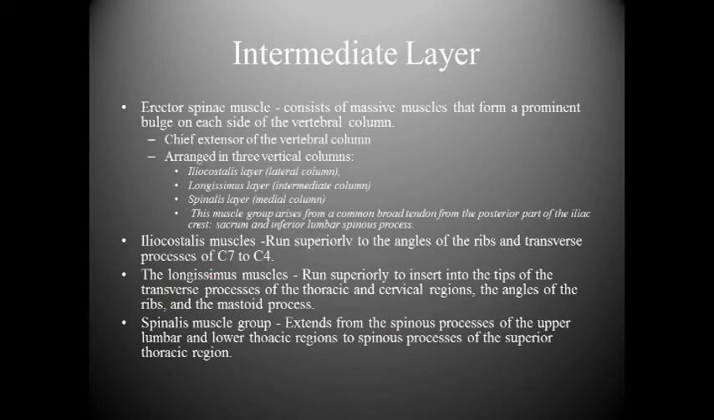Also, the intermediate layer, the erector spinae muscle, consists of massive muscles that form a prominent bulge on each side of the vertebral column, a chief extensor of the vertebral column, and they're arranged into three vertical columns: the iliocostalis layer, or the lateral column, longissimus layer, or the intermediate column, and the spinalis layer, which is the medial column. This muscle group arises from a common broad tendon from the posterior part of the iliac crest, sacrum, and inferior lumbar spinous processes. And basically, what you need to know about the erector spinae muscle group is they are the chief extensor of the vertebral column.